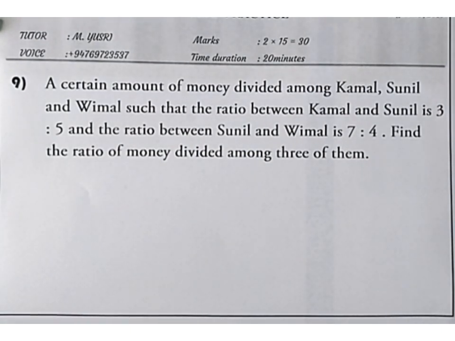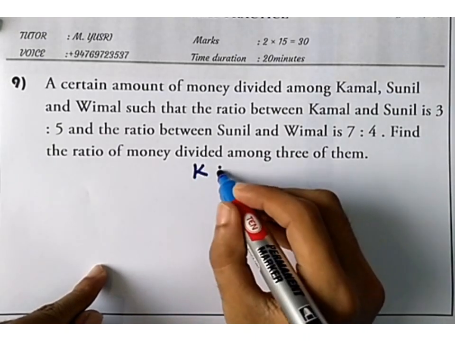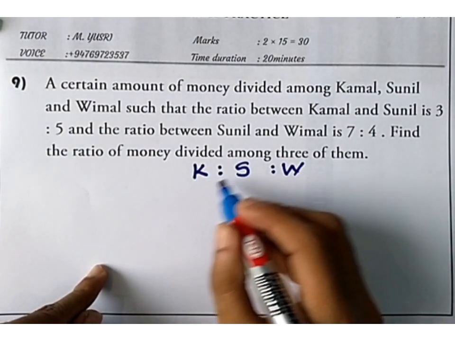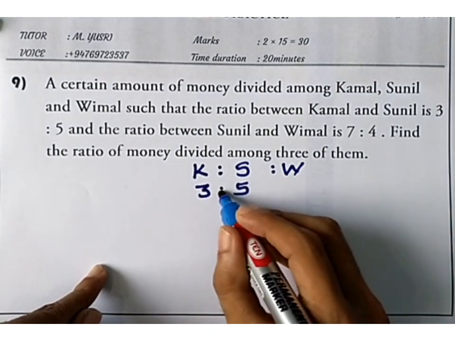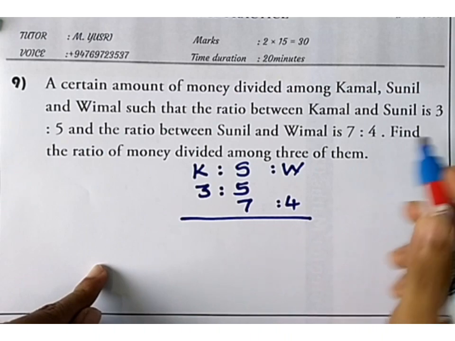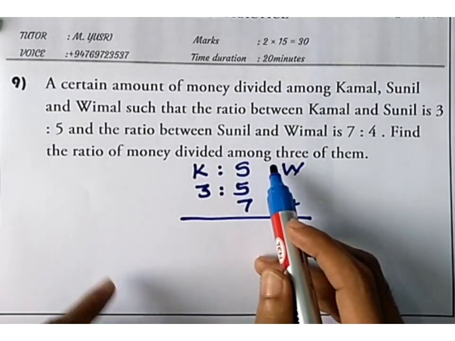It's a very basic question. A certain amount of money is divided among Kamal, Sunil and Bimal such that the ratio between Kamal and Sunil is 3:5 and between Sunil and Bimal is 7:4. So Kamal to Sunil the ratio is 3:5, and Sunil to Bimal the ratio is 7:4. Now they are asking us to find the ratio of money divided among all three.